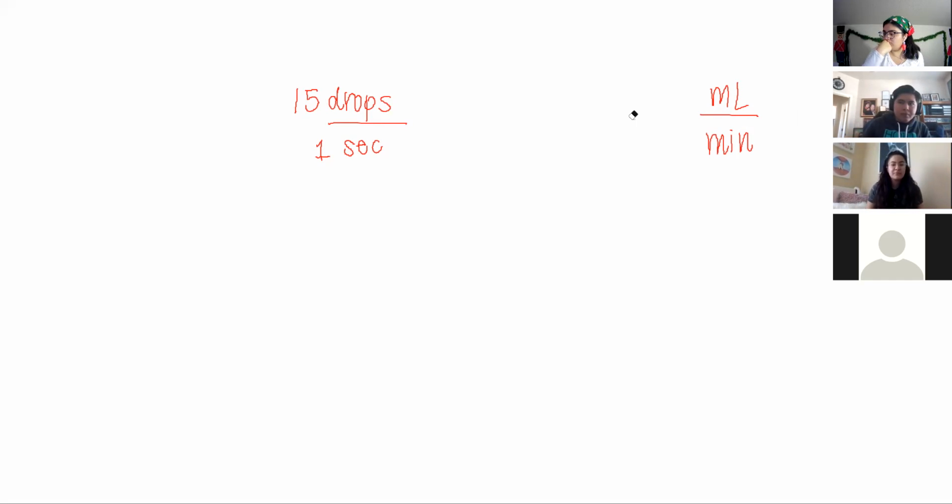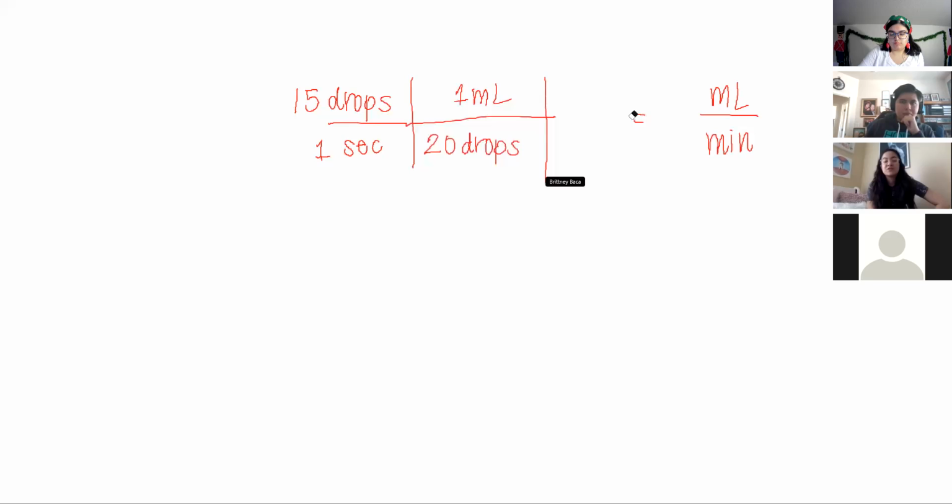What do I know? What am I being given? Well, you're given 20 drops is 1 milliliter. Okay, so we're going to go ahead and add that to our fence. 20 drops equals 1 milliliter. So do my drops go at the top or at the bottom? Bottom, right? Because we want them to cancel out. 20 drops at the bottom, 1 milliliter at the top. And that's going to give me the milliliters I need.